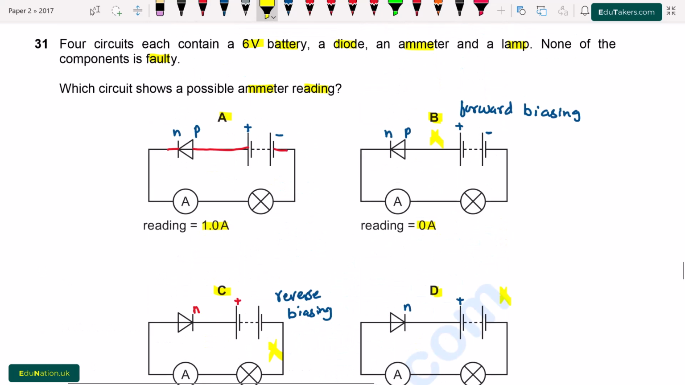Only option A is correct. I circle option A.